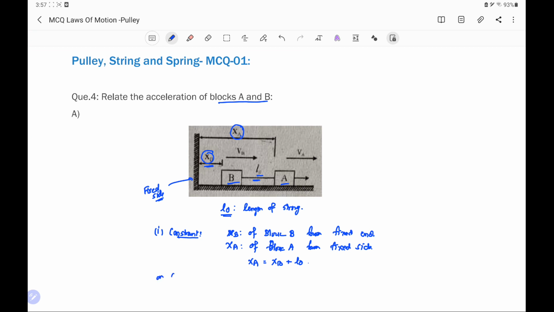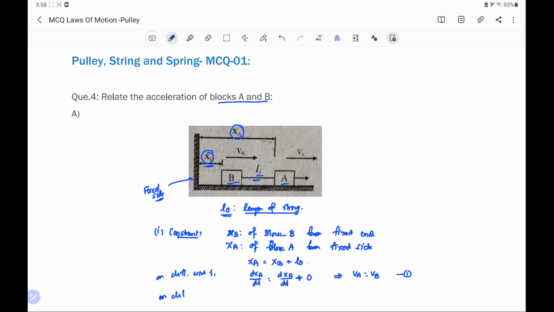On differentiating with respect to time, we will have dxa by dt equal to dxb by dt plus 0, because L0 is a constant. We are already given that L0 is the length of the string, and it is not changing. Only xa and xb will change as blocks A and B move. This implies that vA will be equal to vB. This is our first equation.